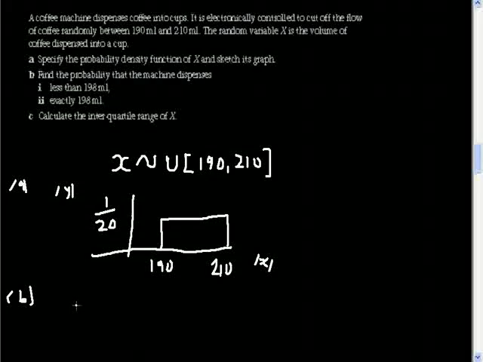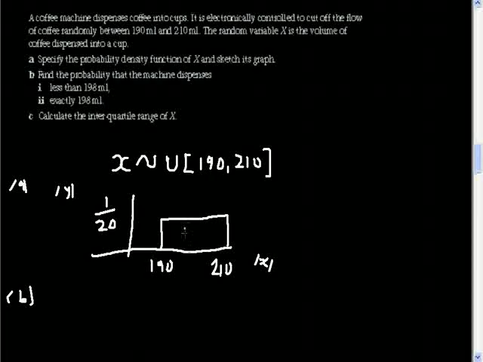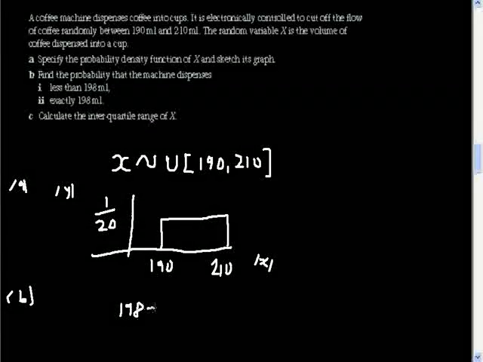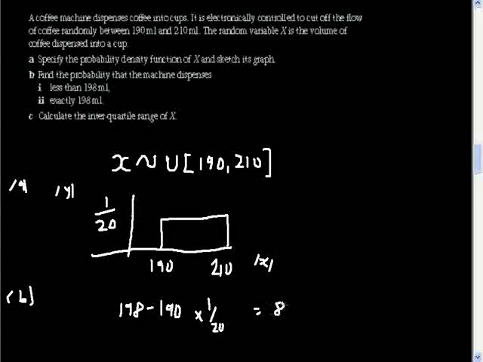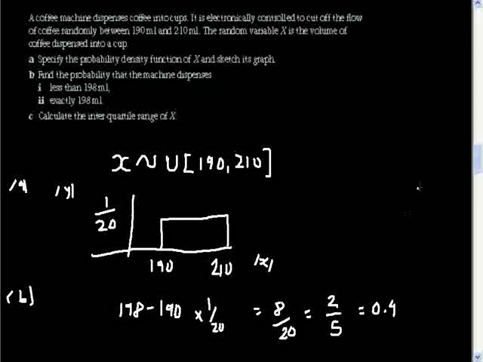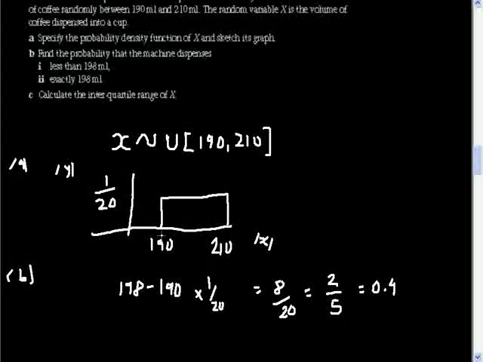Part B: find the probability that the machine dispenses less than 198. So I'm looking for the area of the block, from 190 to 198. The area of that block is 198 minus 190 times 1 over 20. That's 8 times 1 over 20, which simplifies to 2 over 5. So the probability is 0.4.